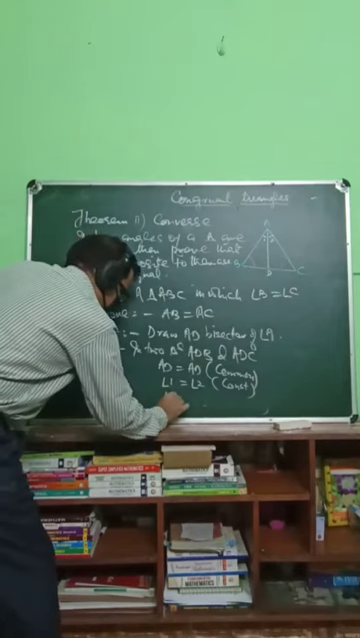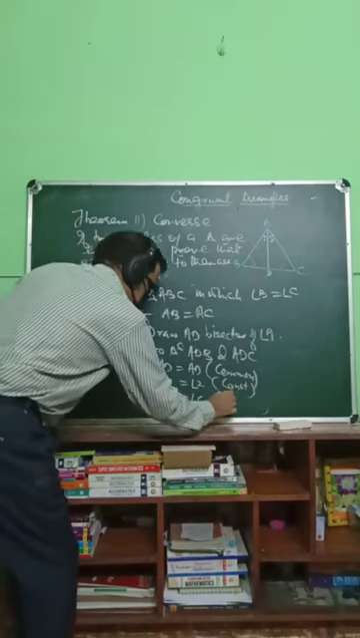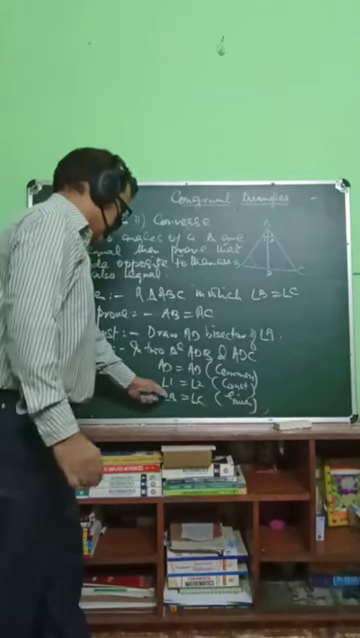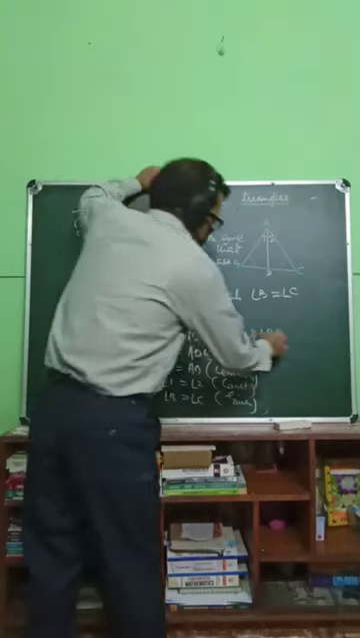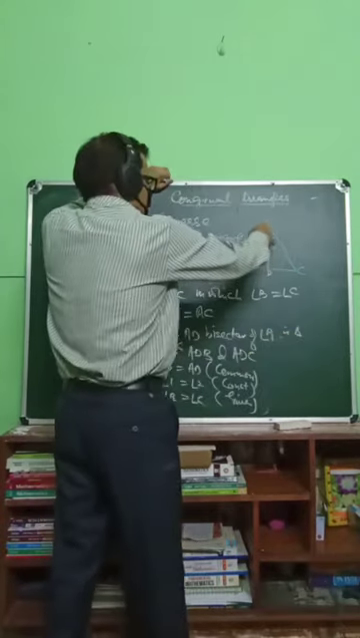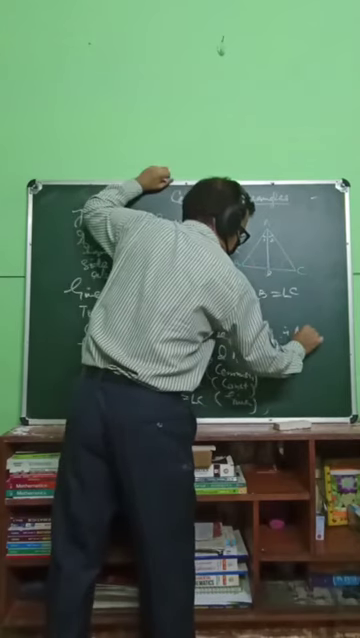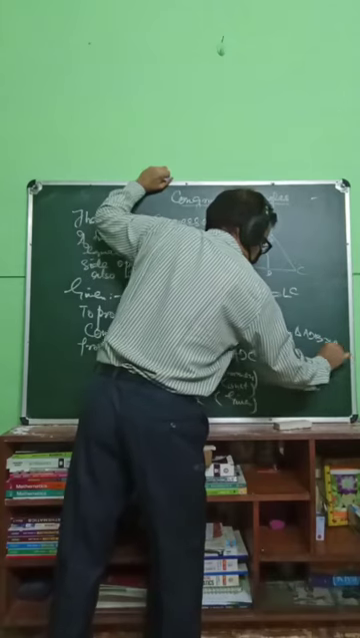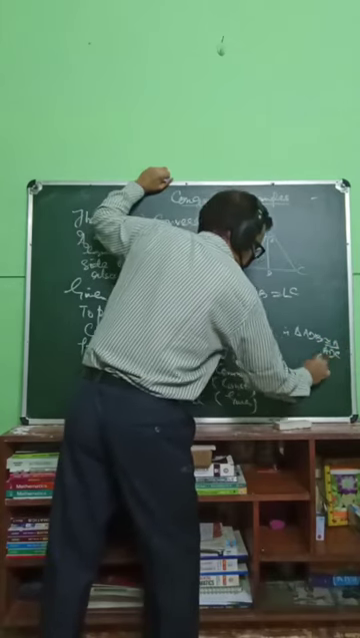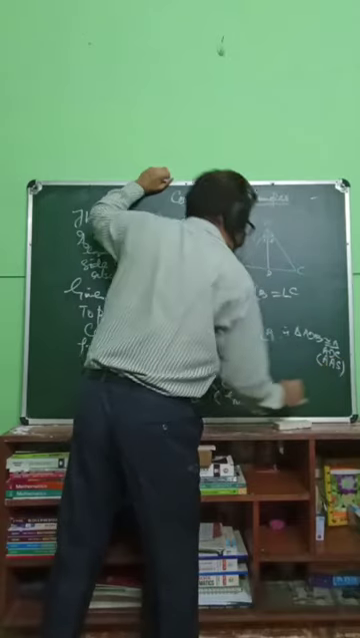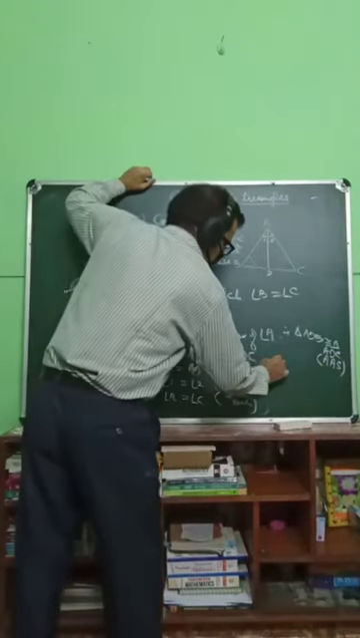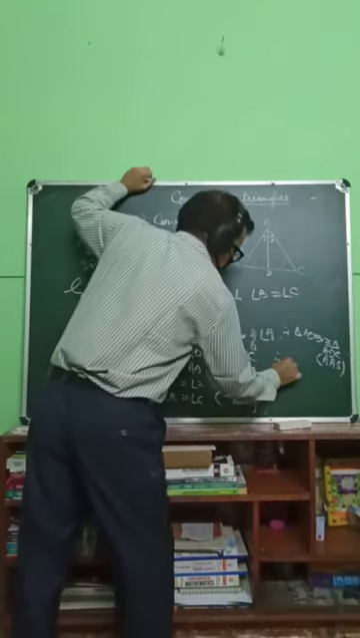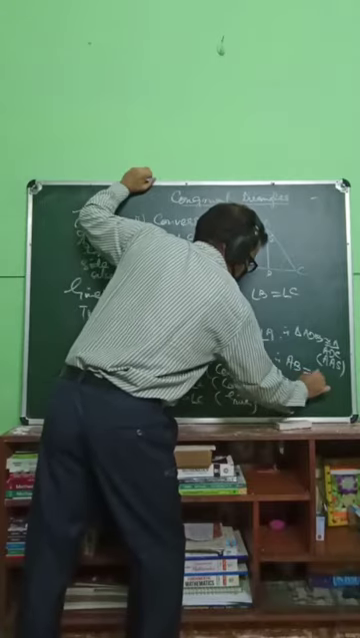Angle B is equal to angle C. This is given. Therefore, triangles are congruent by angle side. Therefore, triangle ADB is congruent to triangle ADC by rule of angle side. Therefore, AB is equal to AC.